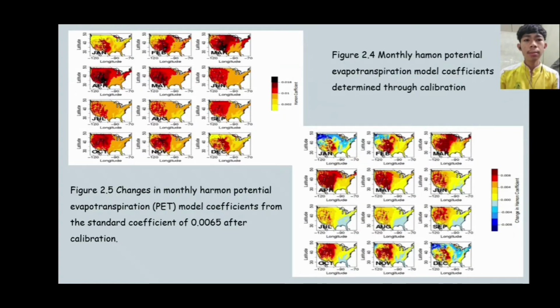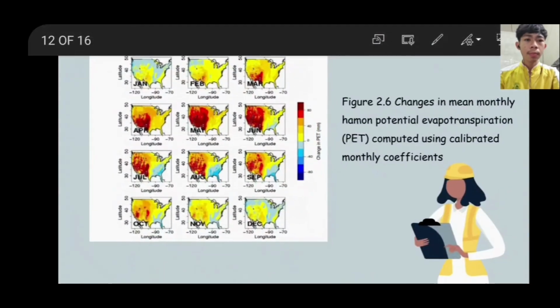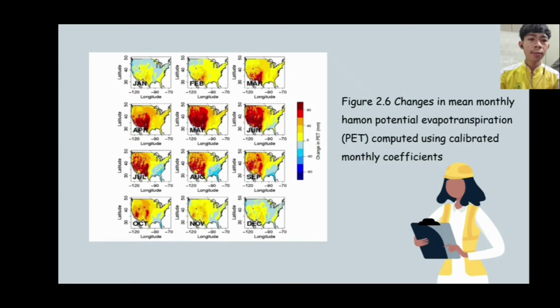This is the application of the Hammond method. Figure 2.4 is the monthly Hammond potential evapotranspiration model coefficient determined through calibration. Figure 2.5 is the change in monthly Hammond potential evapotranspiration model coefficient from the standard coefficient after the calibration. The last figure, 2.6, is the change in mean monthly Hammond potential evapotranspiration computed using the calibrated monthly coefficient.